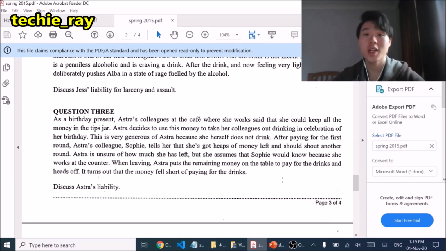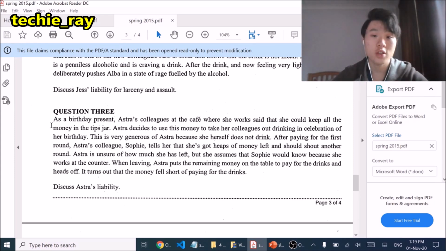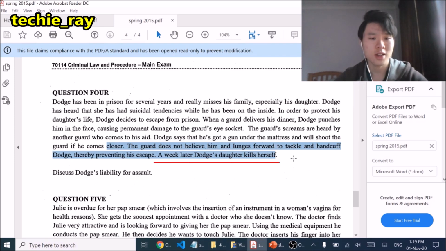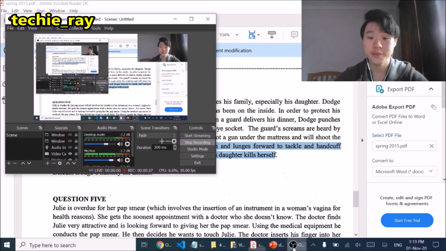Alright, so the cool thing about law exams is that you get to solve a story. Here's a sample question from my criminal law exam. As you can see here, you're given a hypothetical scenario, and then you're asked to analyze the rights, obligations, and liabilities of the parties involved. Damn, that's dark. Anyways, moving on.